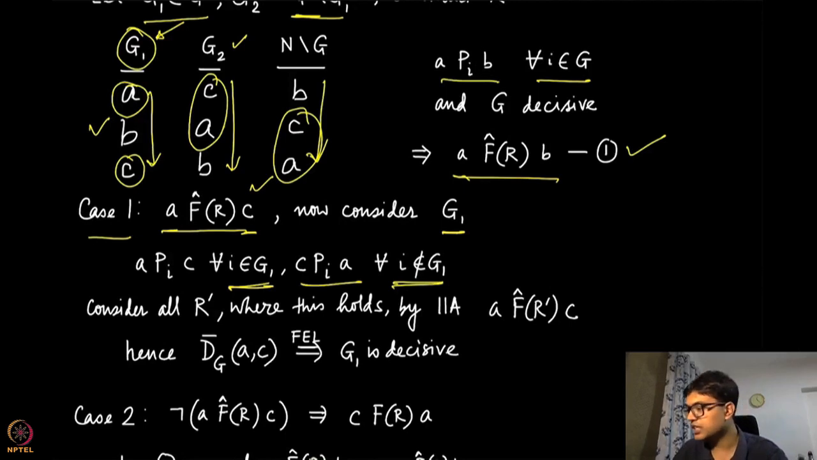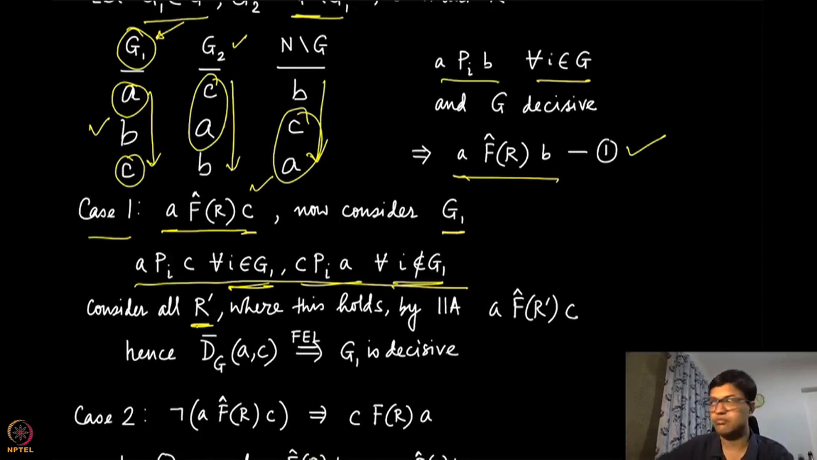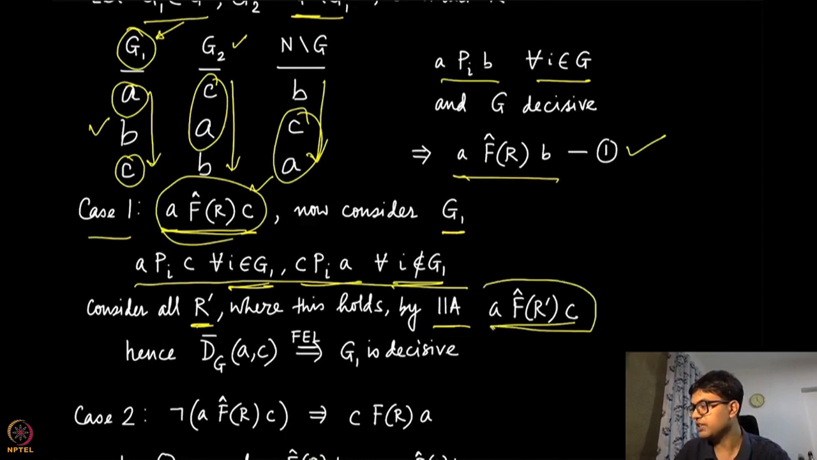Okay, so we have constructed R, and now we are going to consider all such R primes where this condition holds. A is strictly preferred over C for all the agents in G1, and C is strictly preferred over A for all the agents outside G1. This is not a unique thing. You can have multiple preference profiles like R primes. Let's consider all such R primes where this holds. Then by IIA, A should be strictly preferred over C in those R primes as well, because in this case 1, A is strictly preferred over C, so using IIA, that should also hold for all the other profiles.